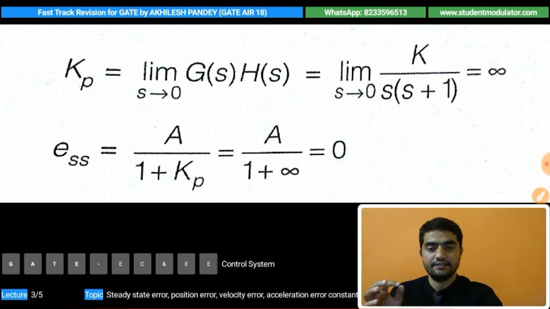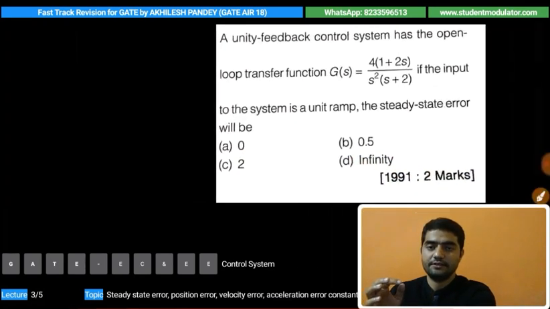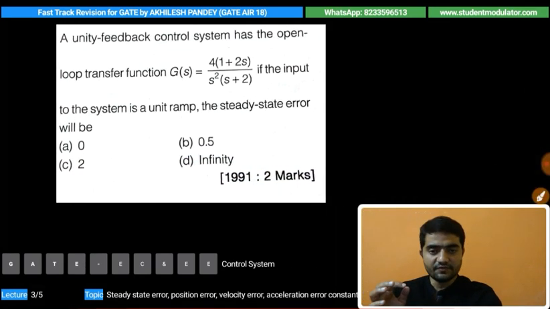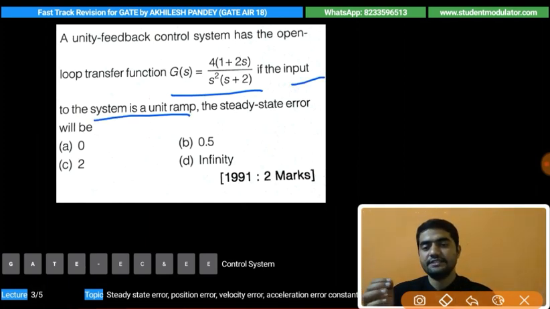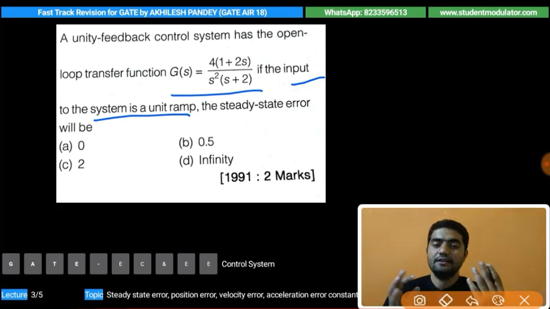Now let's see one more question related to this concept. A unity feedback control system has the open loop transfer function, and again G(s) is given. The input to the system is a unit ramp. So here we are talking about the velocity error constant. Once we get the velocity error constant, the reciprocal of that will be the steady state error, or you can directly apply the formula as well.